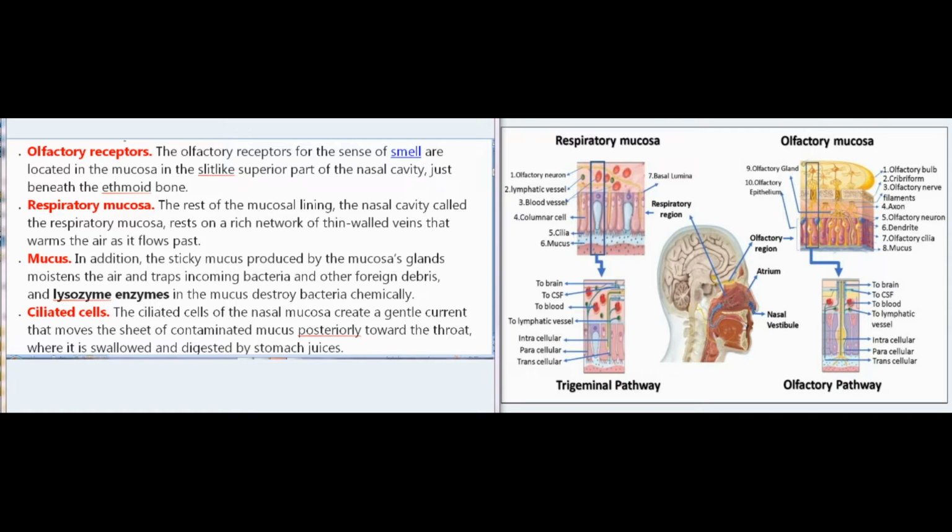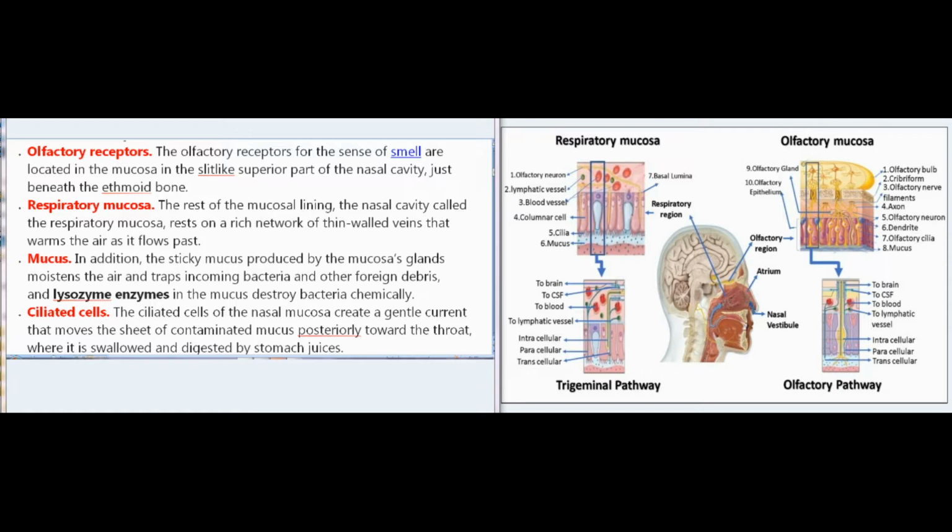Respiratory mucosa. The rest of the mucosal lining of the nasal cavity, called the respiratory mucosa, rests on a rich network of thin-walled veins that warms the air as it flows past. Mucus. In addition, the sticky mucus produced by the mucosa's glands moistens the air and traps incoming bacteria and other foreign debris, and lysozyme enzymes in the mucus destroy bacteria chemically.